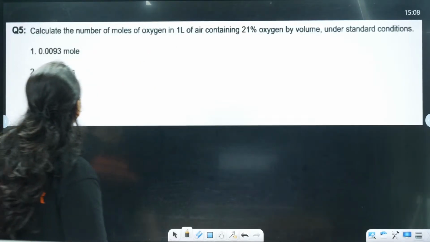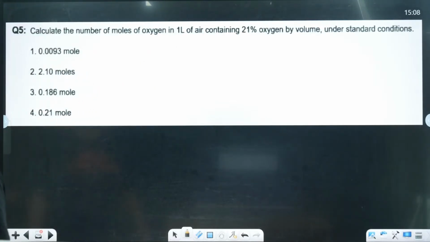Clear? Next question, try. Calculate the number of moles of oxygen in 1 liter of air containing 21% of oxygen by volume under standard conditions. So they have given a few options also. Try it out. 20 seconds again.